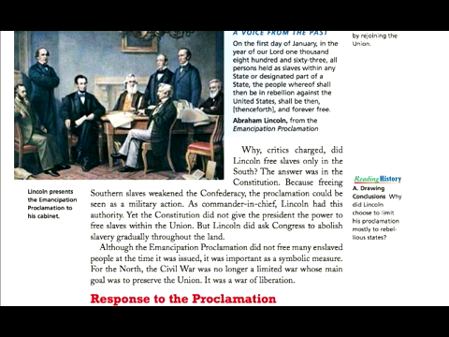On the first day of January, in the year of our Lord, 1863, all persons held as slaves within any state or designated part of a state, the people whereof shall then be in rebellion against the United States, shall be then and forever free.